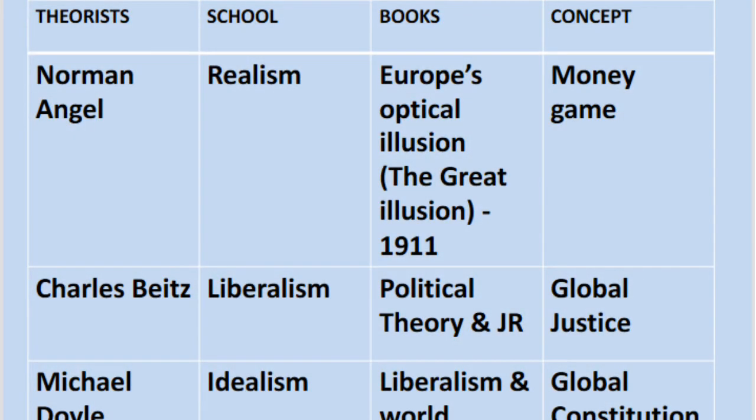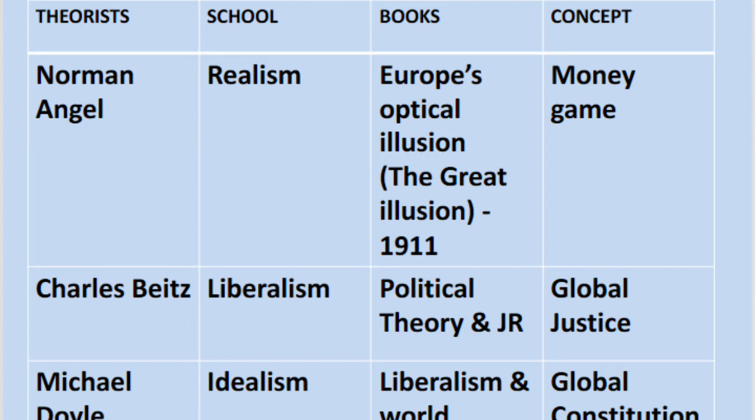Next one is Norman Angell. Norman Angell is also a realist philosopher. His important book is Europe's Optical Illusion, The Great Illusion, of 1911. And his important concept is the money game.